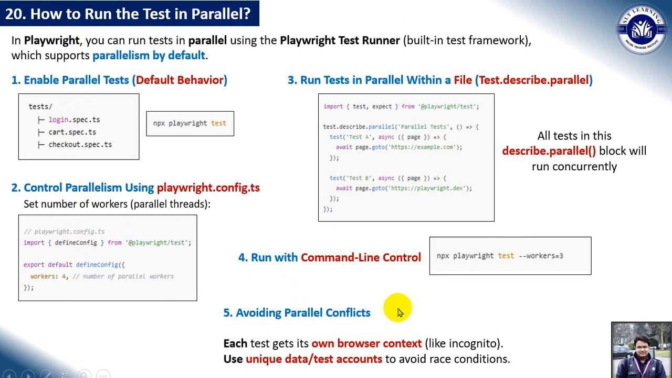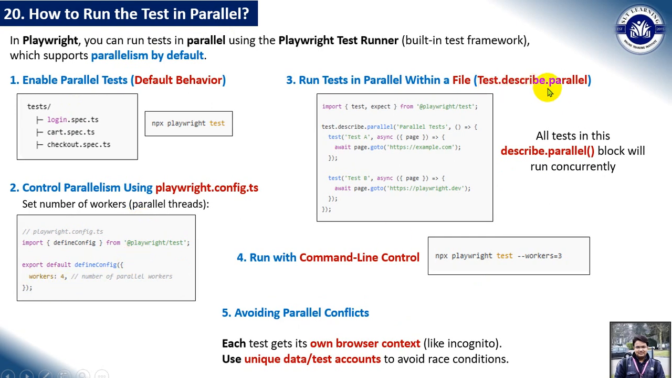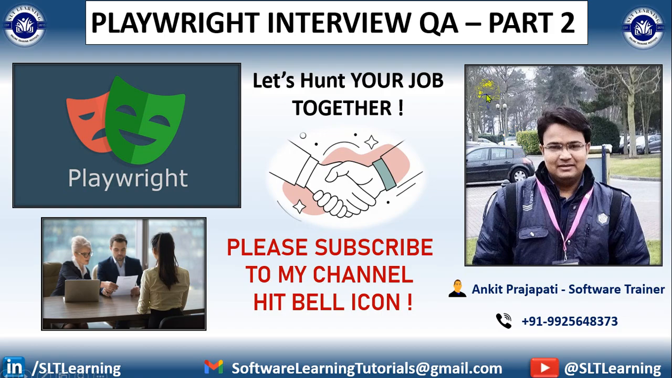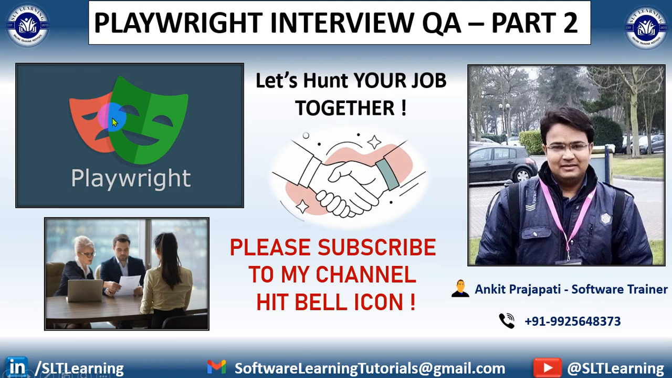Okay, so that is how you can control parallel mode in Playwright. There are different ways. You can just remember the syntax a little bit. The workers option is one of the commands, then test.describe.parallel is another. This will help you answer in an interview. Okay, so this is the second part and we are near to finishing the second part.